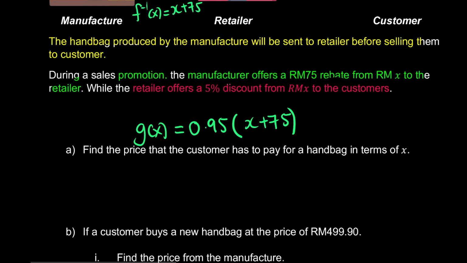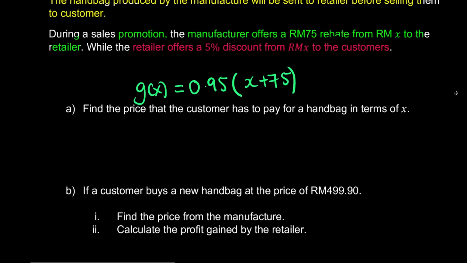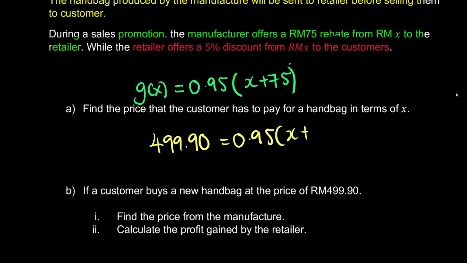If a customer buys a handbag for a price of 499.90, so we know that eventually we buy the handbag at 499.90. So this is the price for the end customer, because we know that this is a function to find the price the customer has to pay. So now what they give us is 499.90. Let us find back what is the original price. So what we need to do is just find back the x.